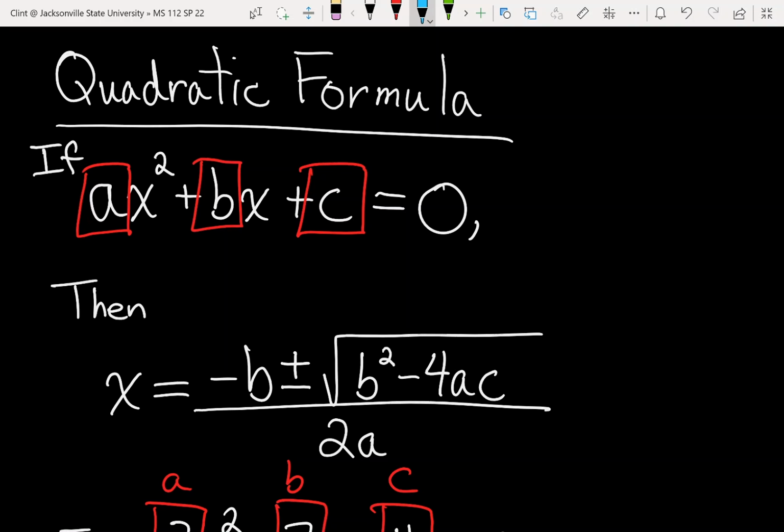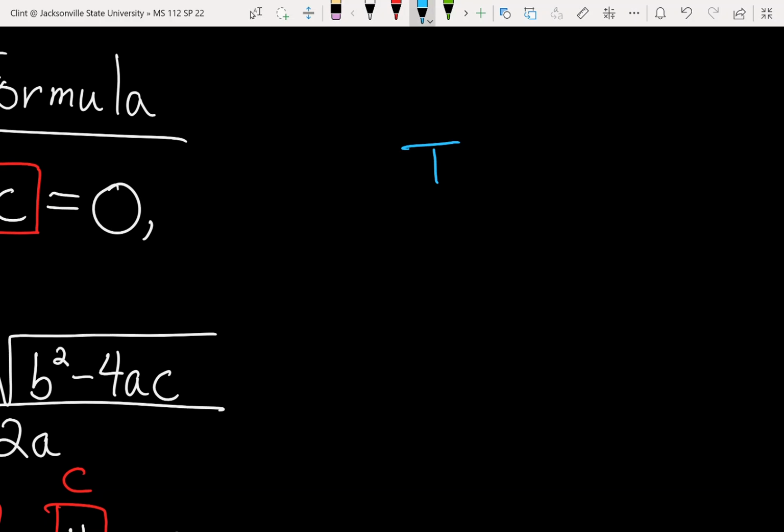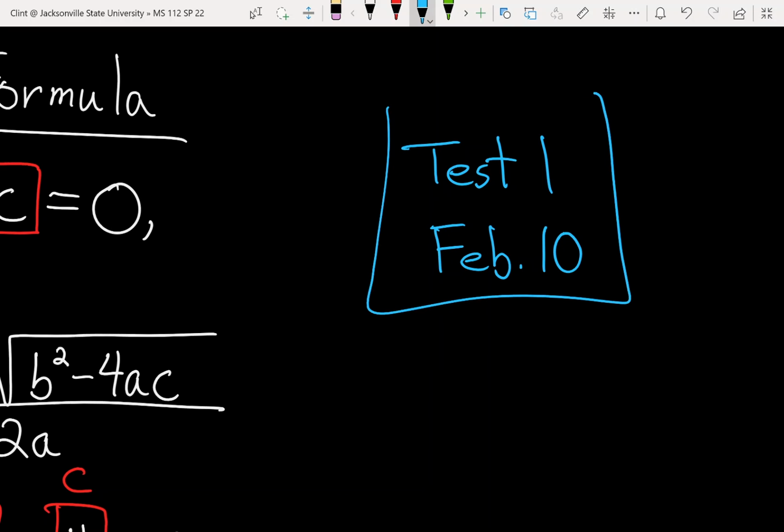I don't remember if I brought this up last class or not, but it's looking like test one is going to be on February 10th. I think maybe I mentioned that was a possibility last time. That looks pretty solid. Just so you know what to expect, I will put a practice test on WebAssign ahead of time.